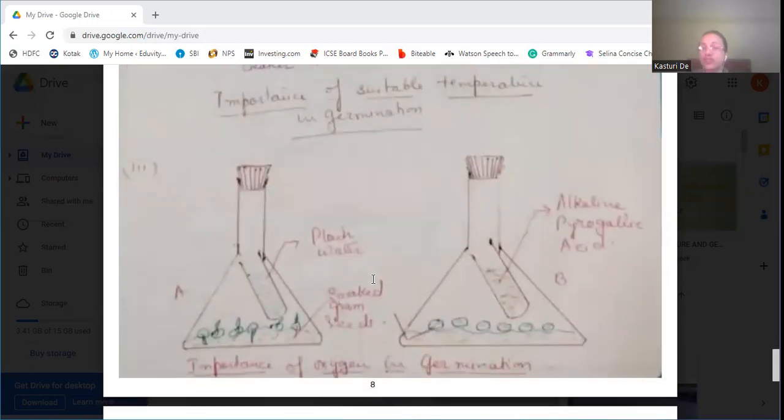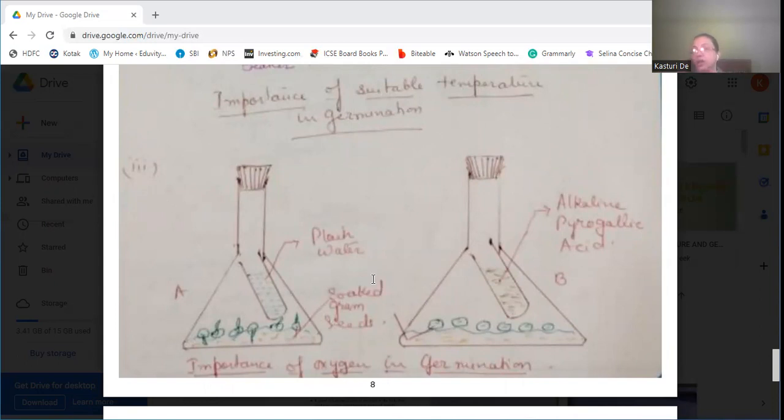Next, oxygen is required for germination. In this case, we take two conical flasks. In both we keep moist cotton wool with some seeds. In one flask we keep plain water in a test tube, and in the other flask we take some alkaline pyrogallic acid in a test tube. We hang the test tubes inside the flasks and close both flasks with a cork.